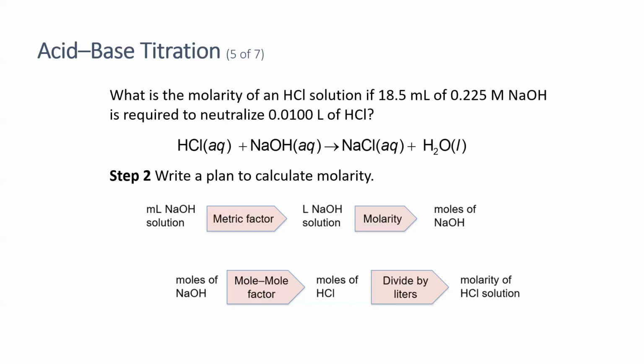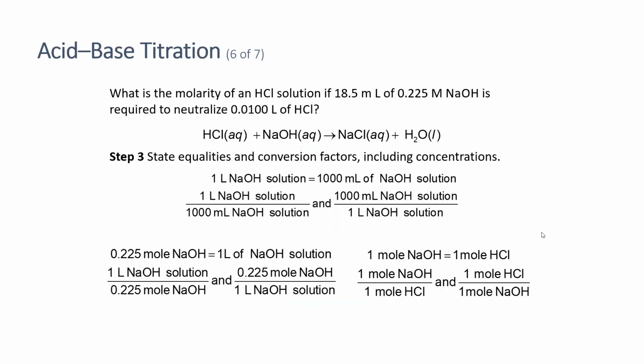We use the 1-to-1 mole-to-mole conversion factor given to us from the balanced chemical equation. So the number of moles of sodium hydroxide is actually just equal to the number of moles of HCl. And then once we have the number of moles of HCl, we can divide by the liters of the HCl solution. And that was given to us, again, already in liters, 0.0100 liters of HCl. And because we have moles of HCl over liters of the HCl solution, we are at the molarity of the HCl solution. So there are multiple conversion factors that we are going to need.